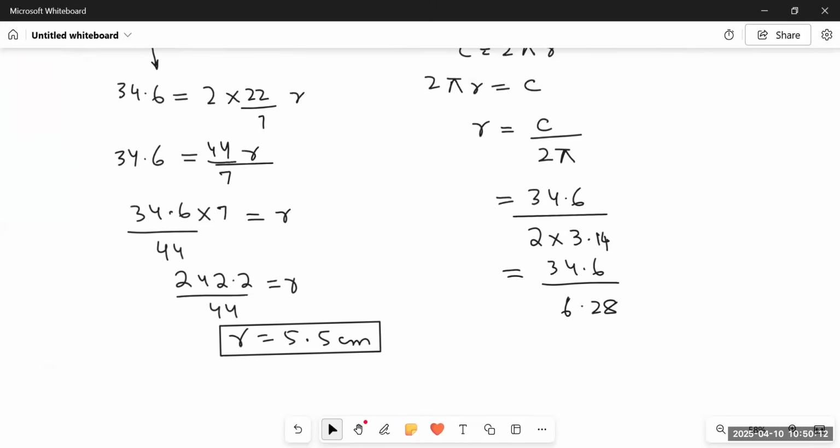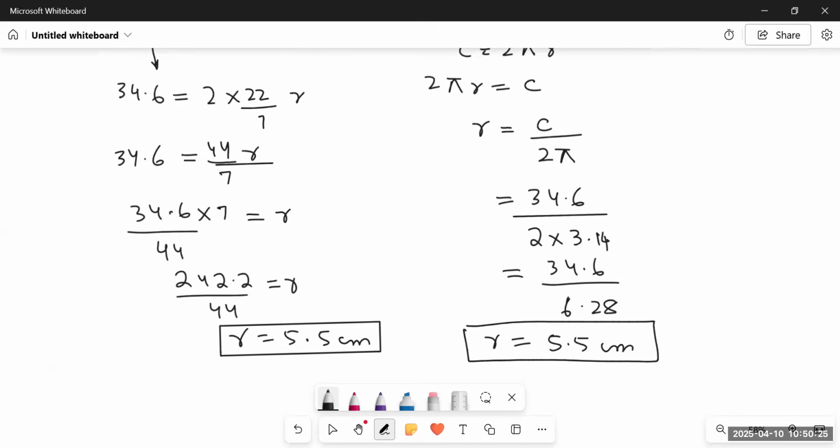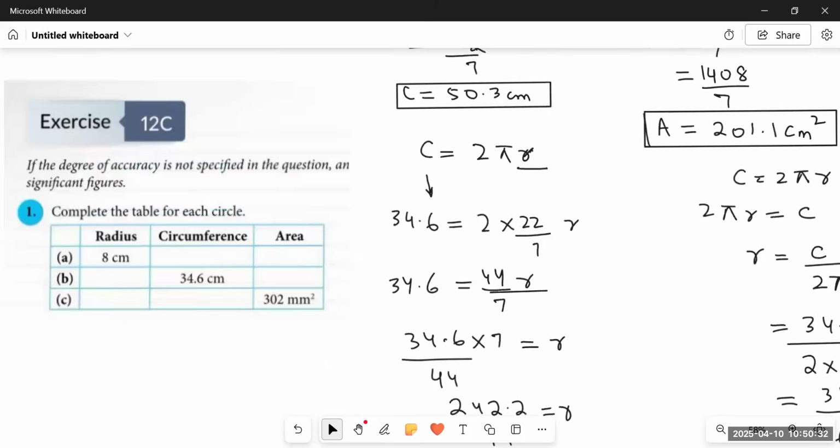So in both the cases, you are going to get the same answer. Whichever method you feel is more easy for you, you can go for it. But the answer would be the same, that is 5.5 centimeters. Now, after finding the radius, that is 5.5 centimeters, it's very easy for us to find the area next. So how can we find the area?